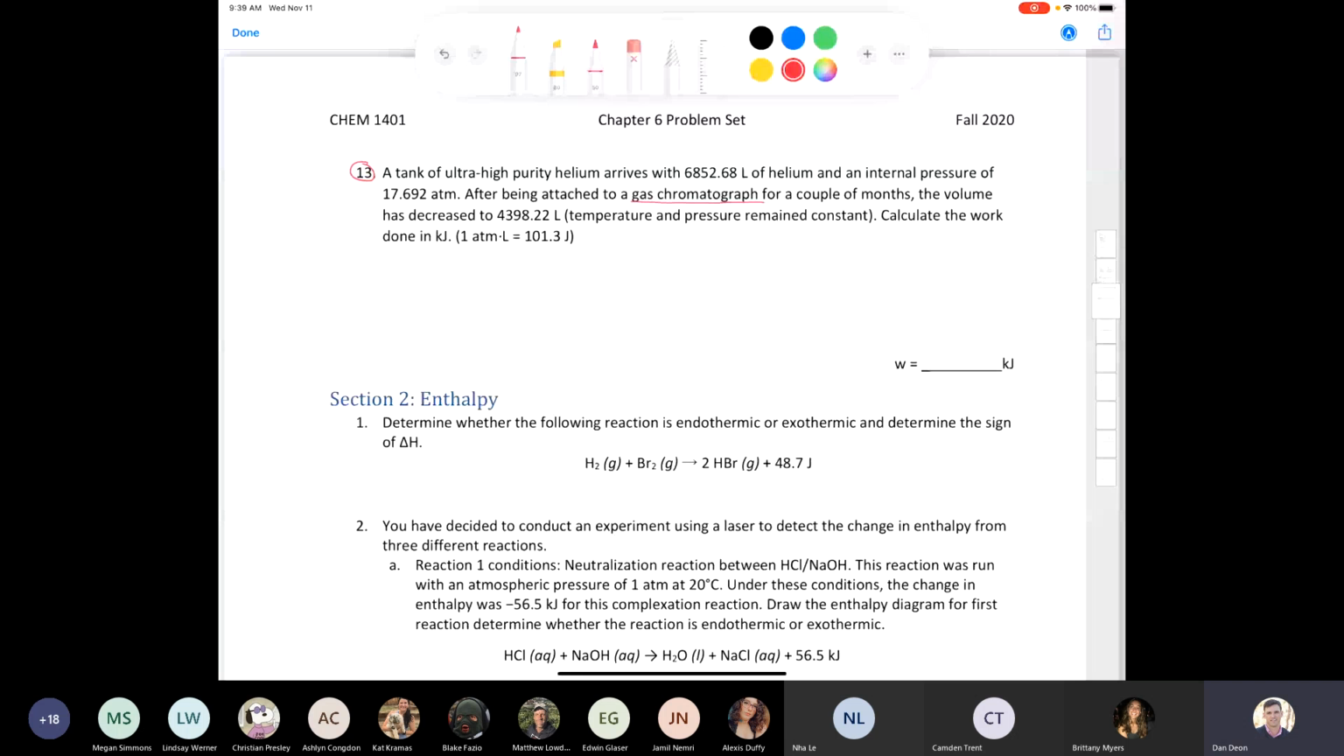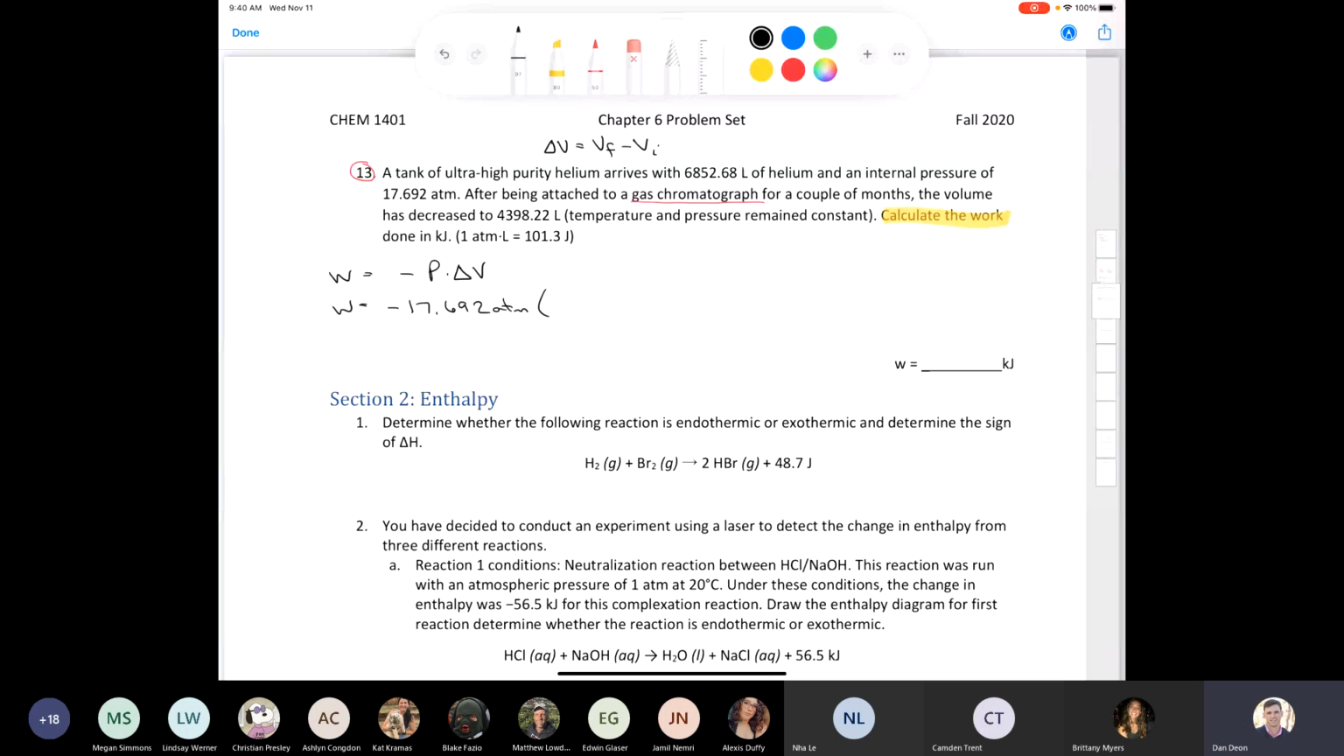So for this question, since we're being asked to calculate the work, we're going to need an equation for work, which is work is equal to the negative of pressure times delta V. Well, we've been given our pressure, which is 17.692 atmospheres. And then to calculate delta V, remember that delta V is going to be equal to the final volume minus the initial volume.